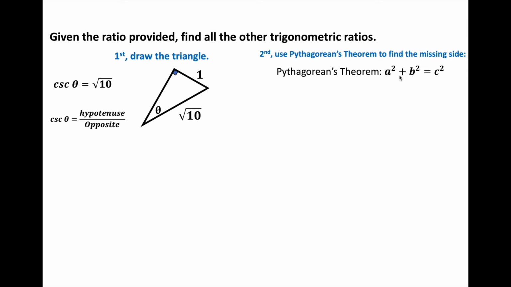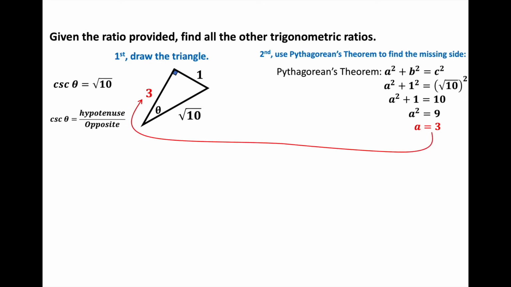Let's fill in what we know. I'm looking for a squared, so I've got 1 squared, which is 1. Square root of 10 squared: square root of 10 times square root of 10 is square root of 100, which is 10. That makes it nice. I'm going to subtract 1 from both sides, and I end up with a squared equals 9, which means a equals 3. This is a positive 3 because it's a measurement. Normally a could equal positive or negative 3, but because it's a measurement, it will only be positive 3. We don't say it's negative 3 inches. That's weird. Now that we have our 3, I'm going to write it in.